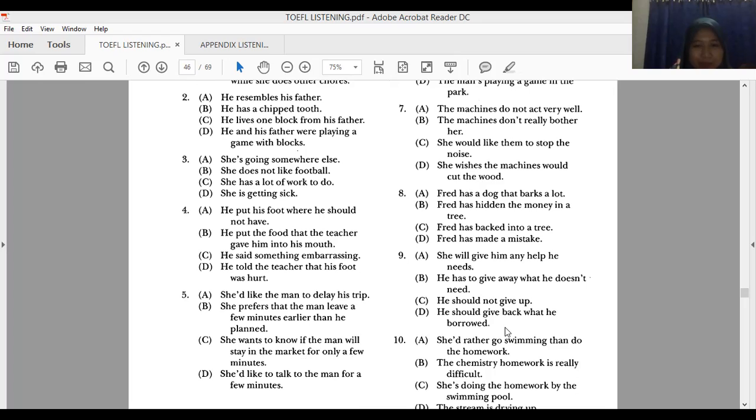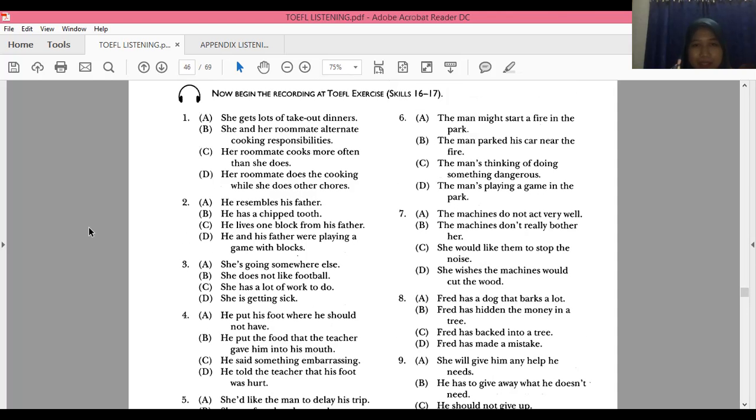I'm going to the market now. Could you hold off going for a few minutes? Hold off. Jadi bukan cuma ada call, tapi di sini juga ada hold off. It means delay. 5A and 6. Apa ini? Charlie, the man is thinking of doing something dangerous. Yes, it is.